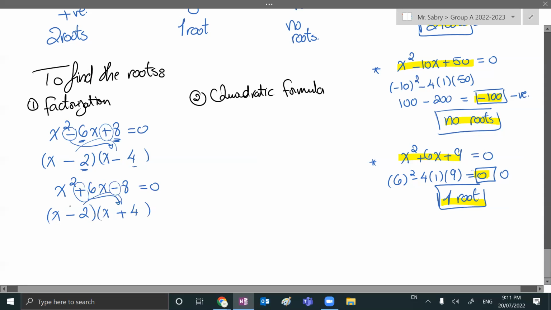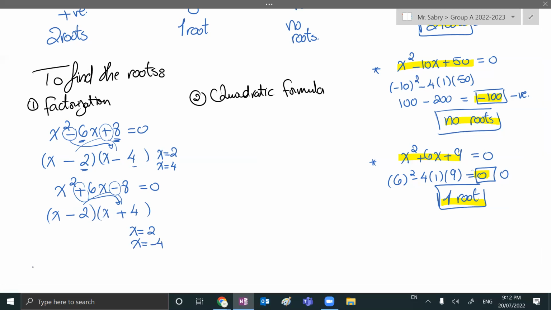Now what are the actual roots? Here the roots are x equals 2 and x equals 4 with the opposite signs, while here x equals positive 2 and x equals negative 4. So I got the actual roots, and they're clear, there are 2 roots in these cases.